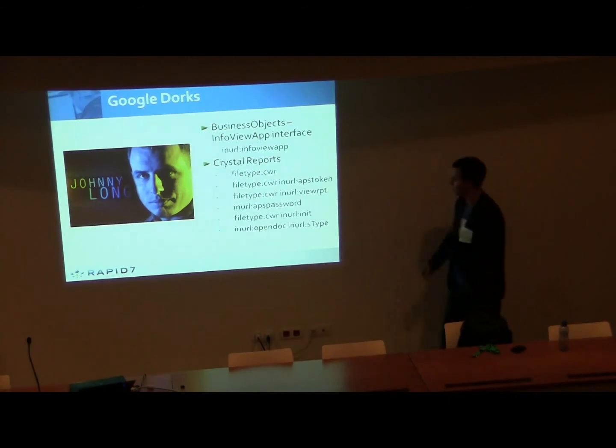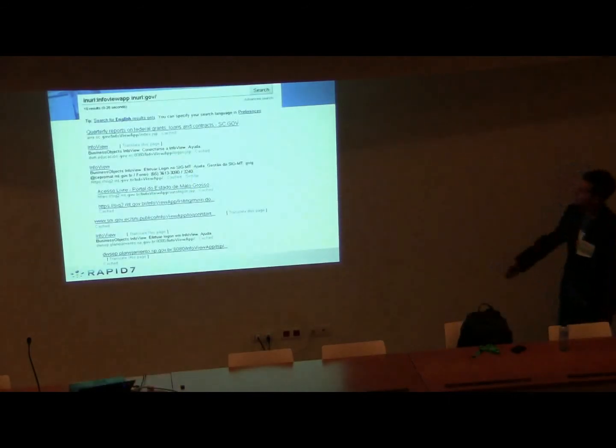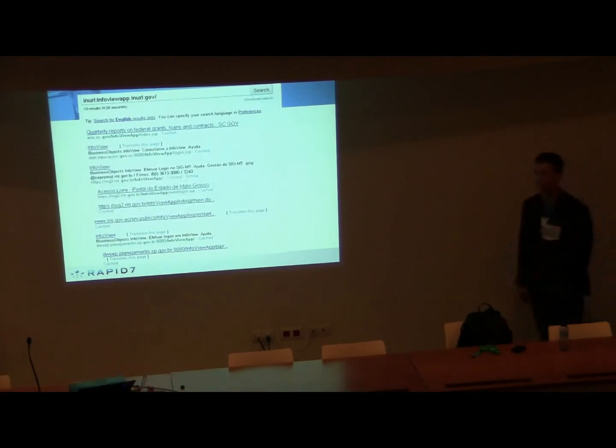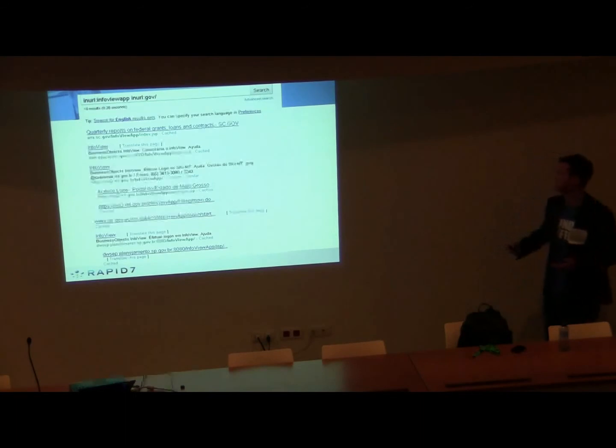Just some more here for reference. So here are a few InfoView apps in URL gov. So these are deployed, they've been cached already. It's arguable, is your risk increased by this? Well, like any service, your risks increase by having it exposed, although I don't really see the use in having it cached on Google.